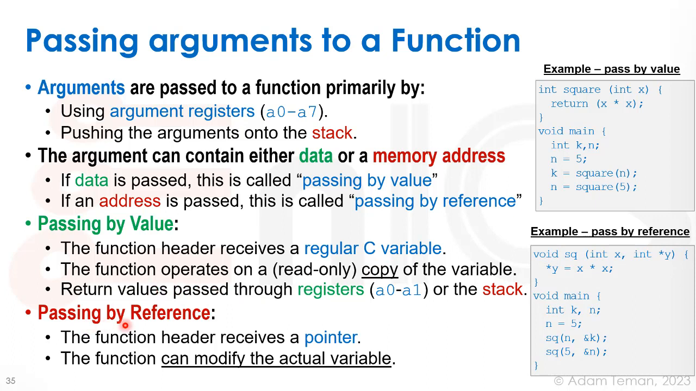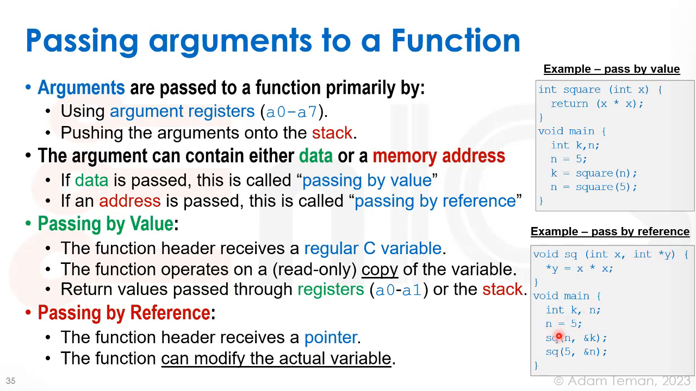The other option is what we call passing by reference. In this case, the function header receives a pointer, and therefore we can actually modify the actual variable because we get an address, and we can go and dereference the address and do things on whatever is happening inside. So, for example, this time we don't need to return anything by this SQ function. We can use it as a void. So void gets a regular variable x, which it's going to make a copy of, but it also receives a pointer to integer, which is called y.